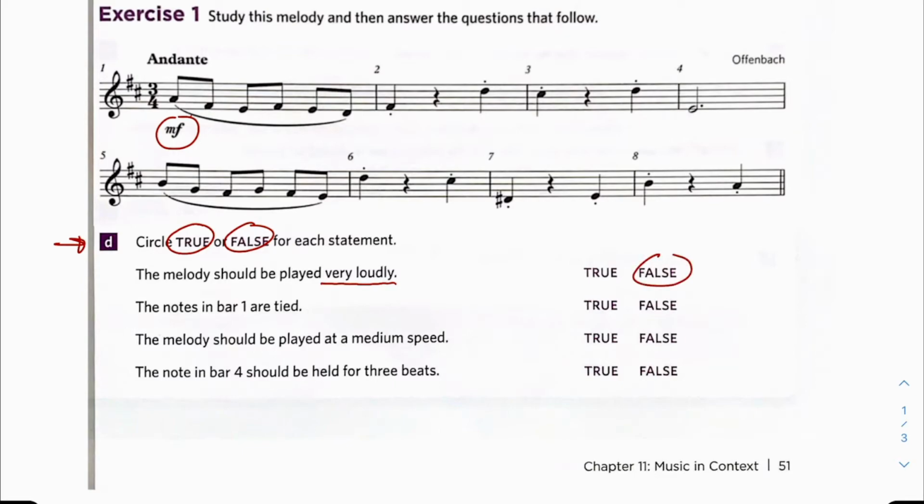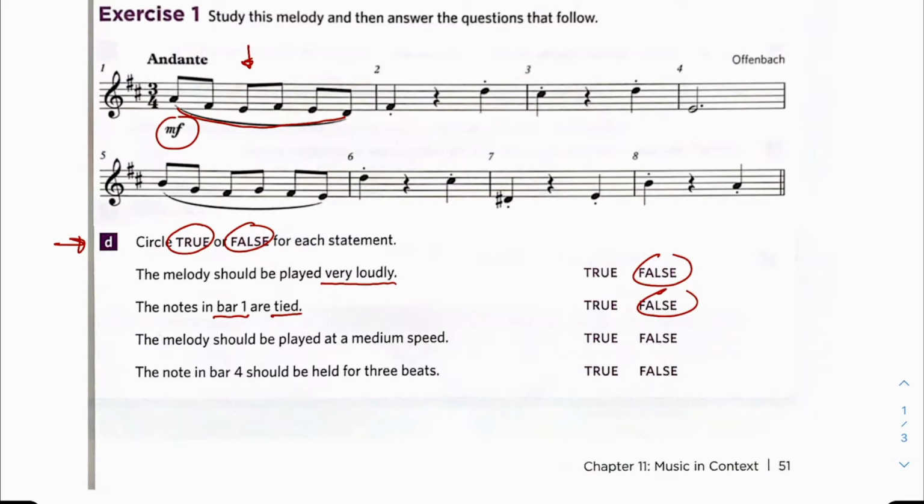Statement number 2. The notes in bar 1 are tied. Now we notice that there is a big curved line in bar 1. If a curved line joined up different notes, it is a slur. If it joined up notes of the same pitch, it's a tie. So here in bar 1, this curved line joined up different pitches of notes. So it is a slur and not a tie. So the statement is false.